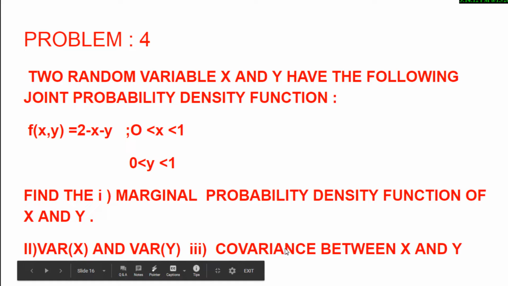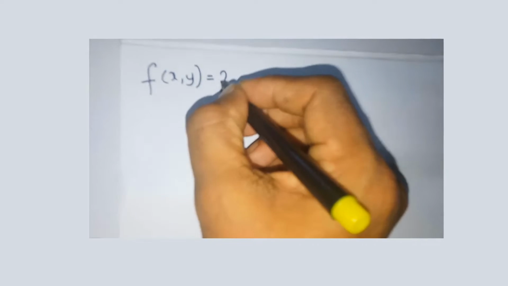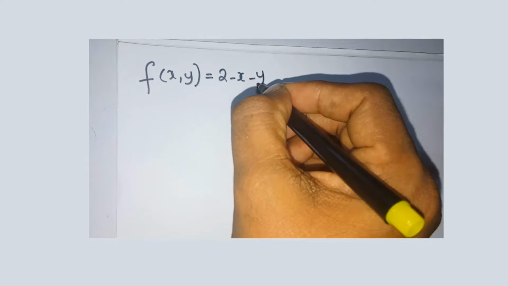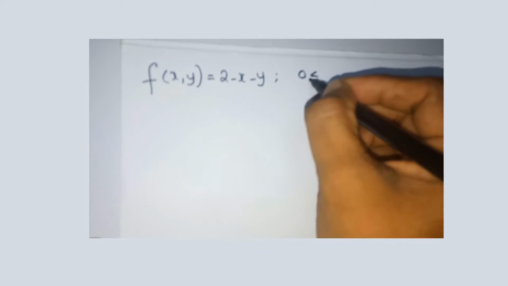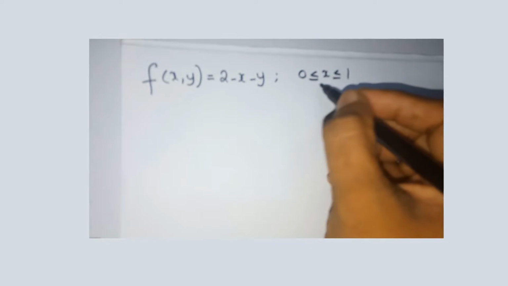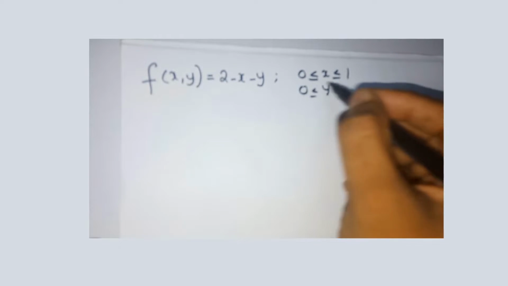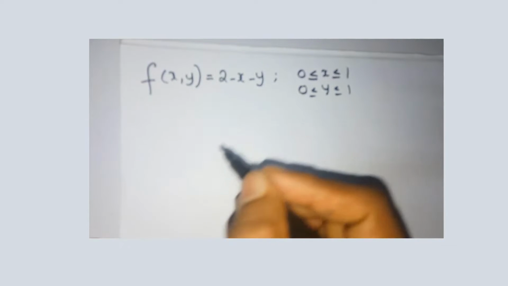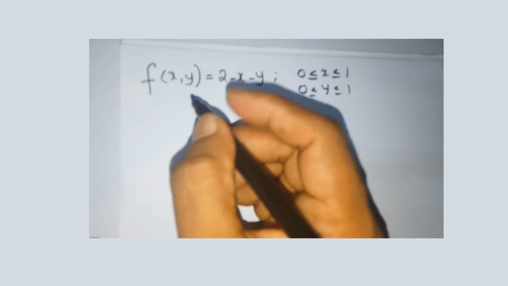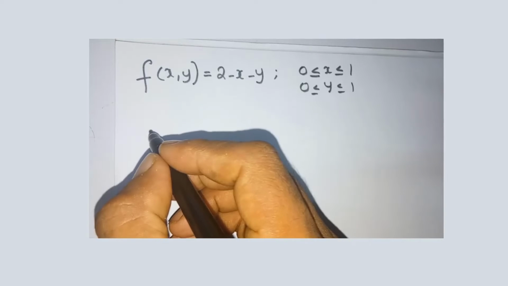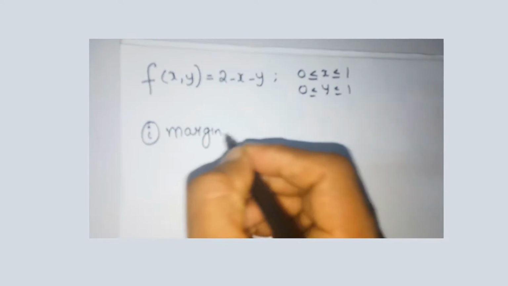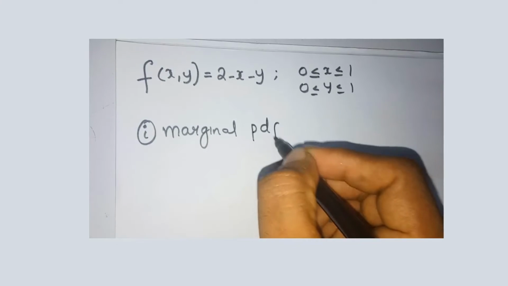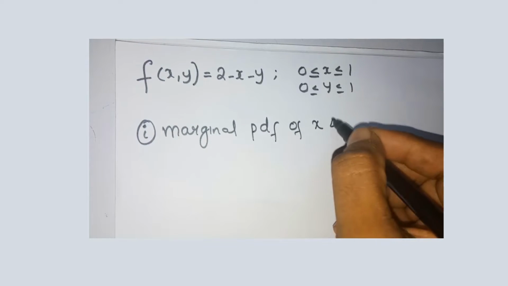And the third bit, find the covariance between x and y. f(x, y) is equal to 2 minus x minus y, and the limits are given as 0 less than x less than 1 and y also lies between 0 and 1. Okay, and it is 0 otherwise. Now what is the first bit? It says to find the marginal probability density function of x and y.